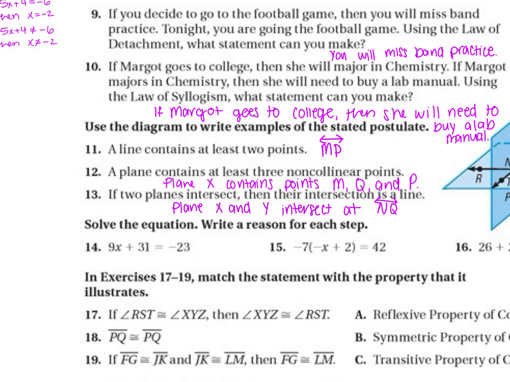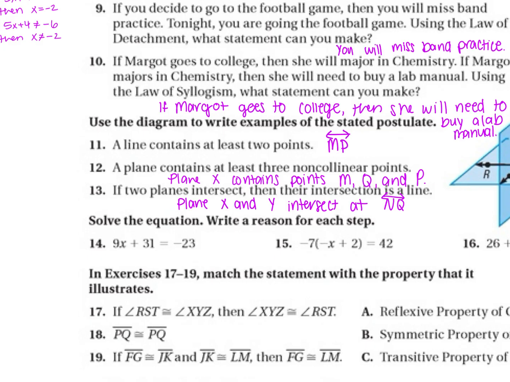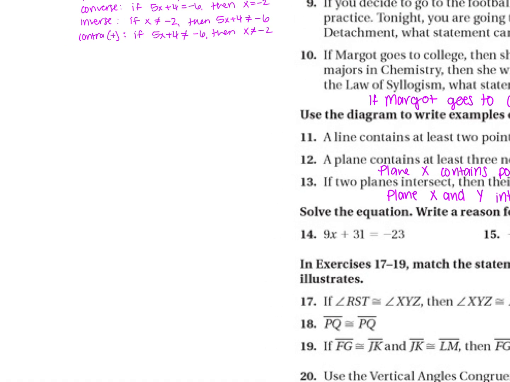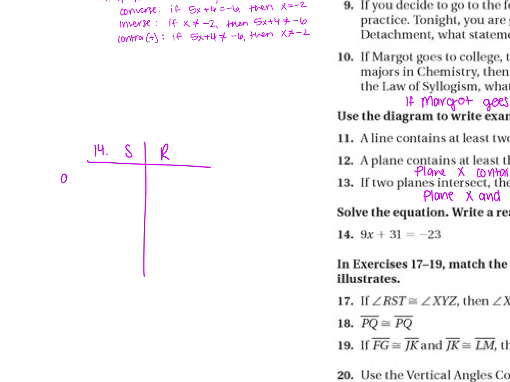All right, number 14, this was a proof. Solve the equation, write a reason for each step. So this should hopefully be done quickly. 14, I'm going to have my statements, my reasons. So what's given? I have 9x plus 31 equals negative 23. So that's given. That's the first one I'm going to use. It's my first step. My second step, I'm not including the work.